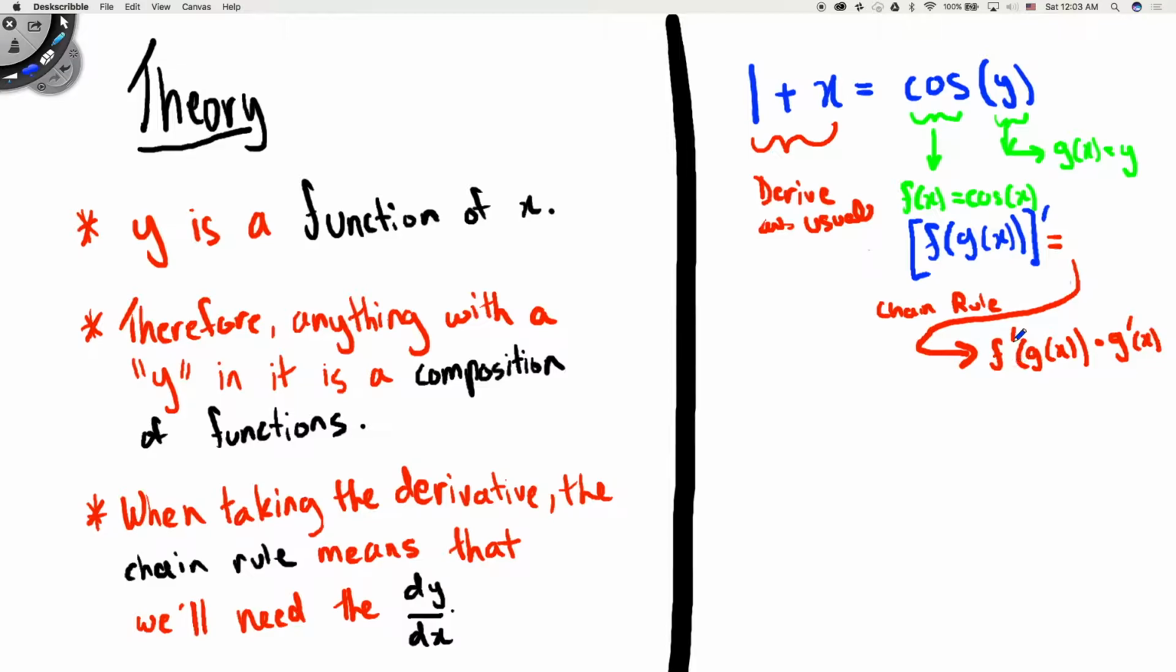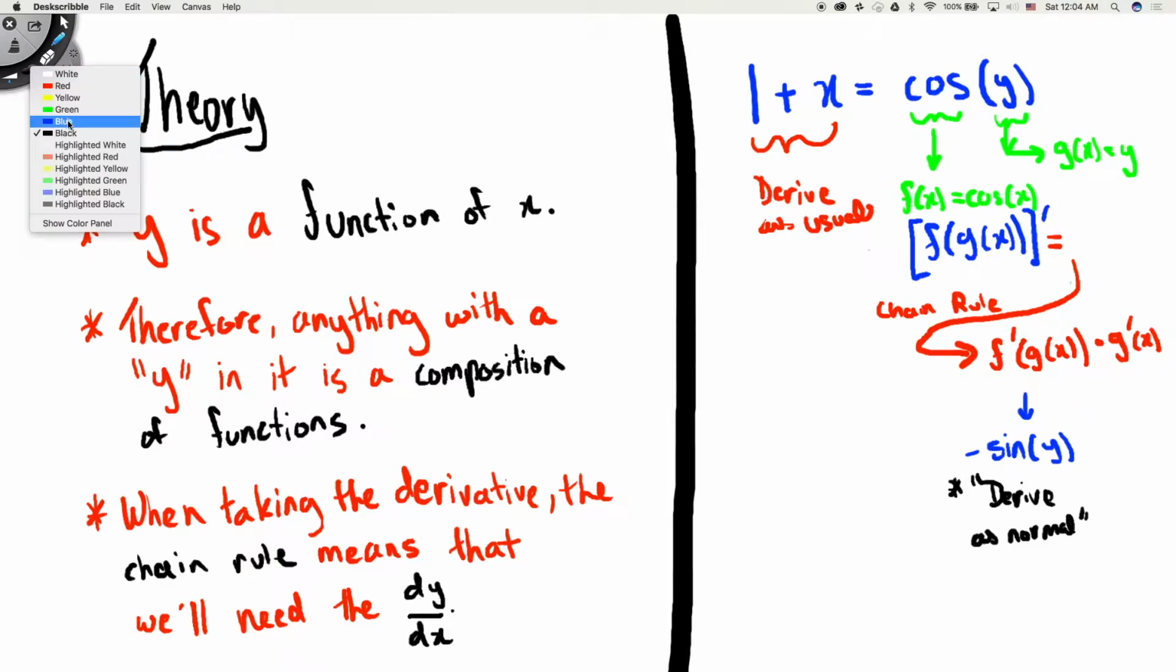So f prime of g of x would be the derivative of the outermost function with the inner function inside. So in the context of our problem, that would be negative sine of y, right? So the derivative of the cosine, but keeping the y inside. So this would be the step where we just derive as normal. Remember when we do implicit differentiation, we derive everything as normal, and then we tag on the dy dx, right? Remember that?